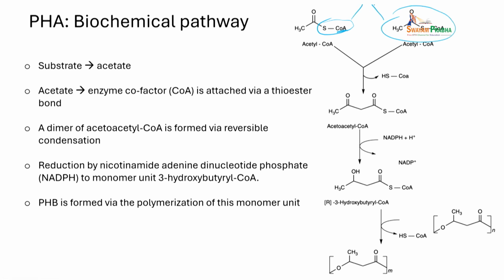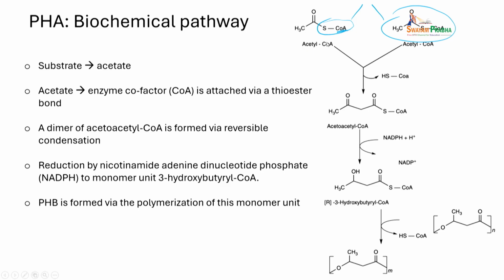Prior to this, there is a fermentation process where the substrate is converted into acetate. Your sugar substrate, glucose or fructose, starch, all those substrates are converted into acetate. Then this acetate is attacked by CoA to form a thioester bond. Two of these then combine together to form a dimer called acetoacetyl CoA.